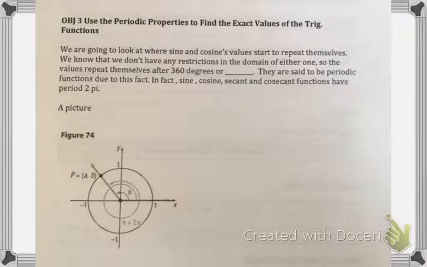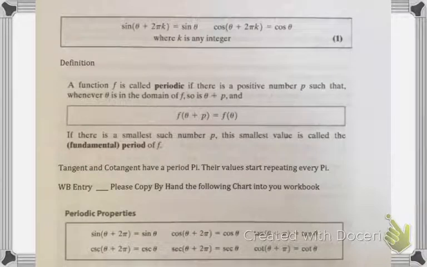Okay, so objective 3, we're on that now. Use the periodic properties to find the exact value of the trig functions. 360 degrees is the same as 2 pi, by the way. So all they're telling you is I can rotate all the way around the unit circle and come back up and around, and I'm going to have the same point values at that point. So when you've rotated beyond 360 degrees, you can bring it back to one of the 4 original quadrants and read off that value. And you'll see what I mean in a moment.